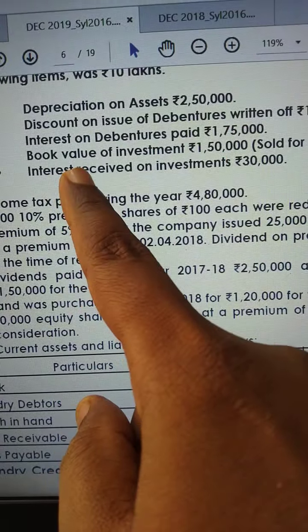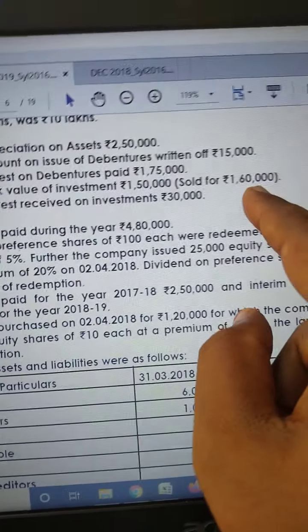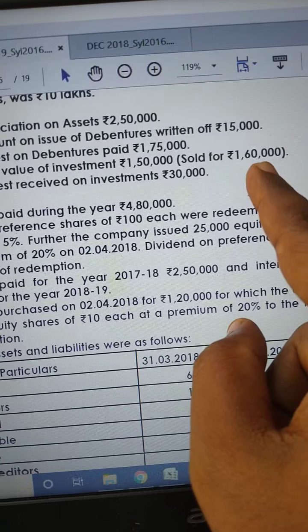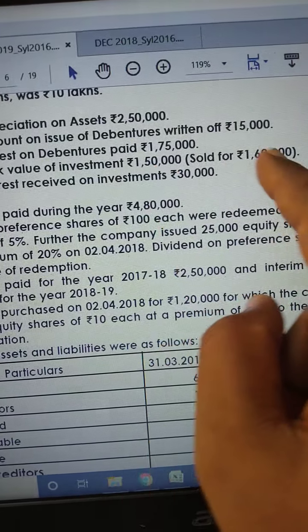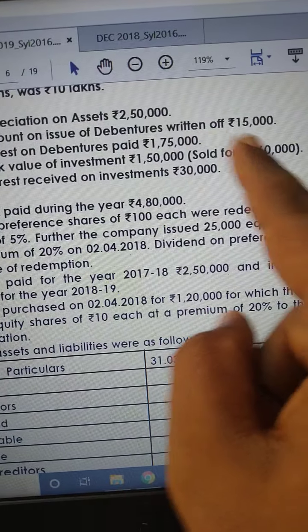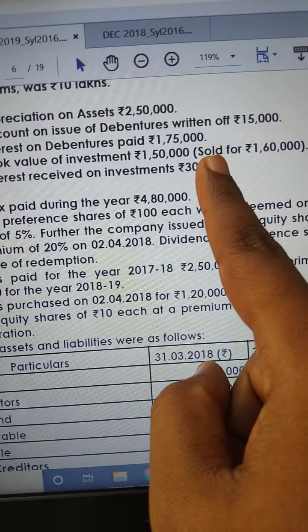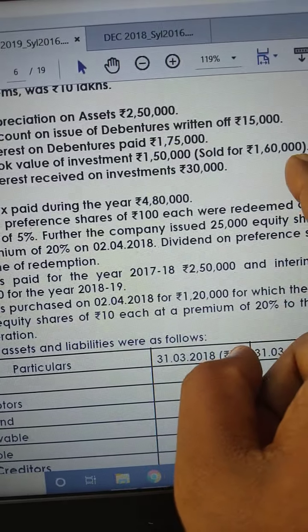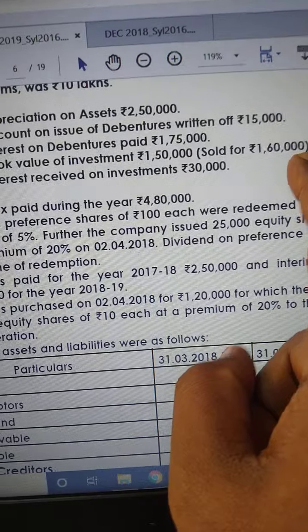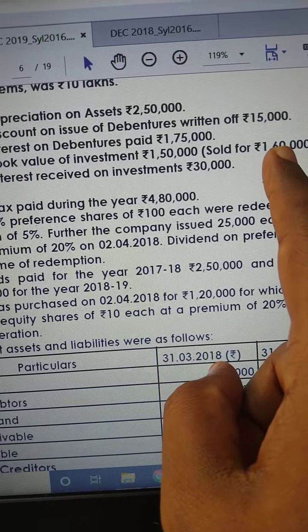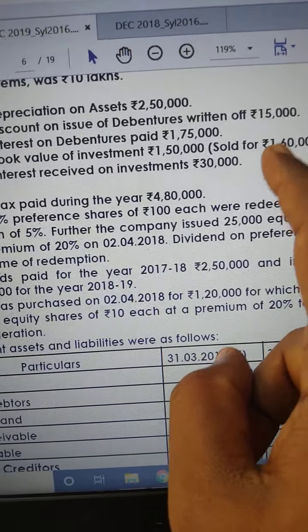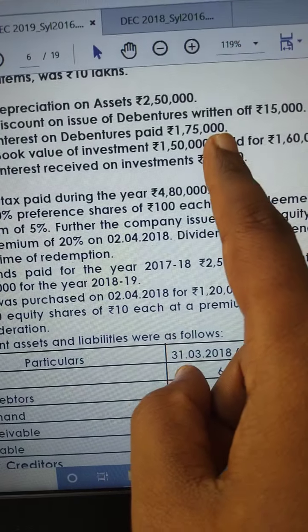Then what about the next one? Book value of investment 1,50,000, sold for 1,60,000. So book value 1,50,000, sale value 1,60,000. Difference is 10,000. Profit or loss? It is a profit on sale of investment, 10,000. But whether it is operating income or non-operating income, it is non-operating income. So we have to give some effect as per our statement.